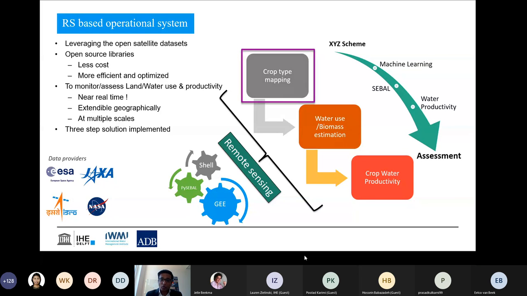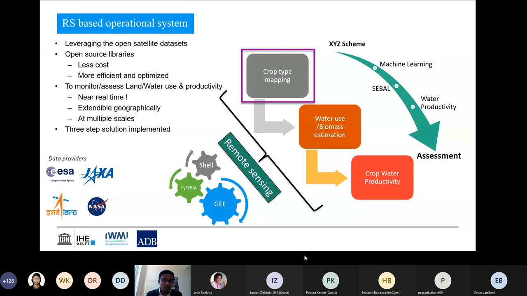So it's pretty much related to what Jelle showed in his presentation on scan, diagnosis, and solutions. One of the reasons why this can be accomplished is that we have more and more data sets available. We can do that with the open data sets available from different satellites. We can do that in near real time. And this solution can be extended geographically. Once we have a system in place, we can move from one scheme to another scheme pretty easily at multiple scales in time and space.